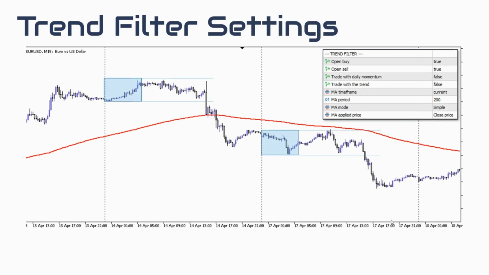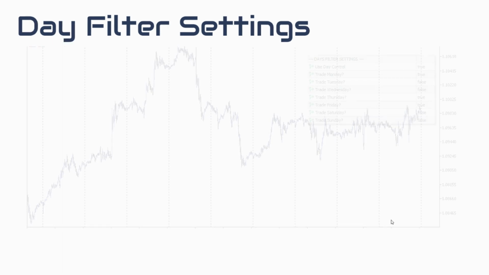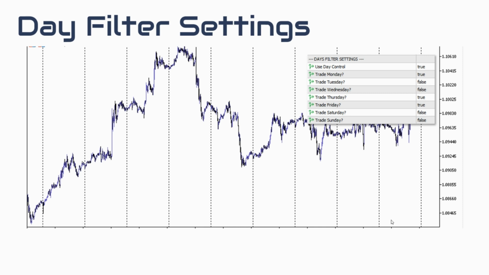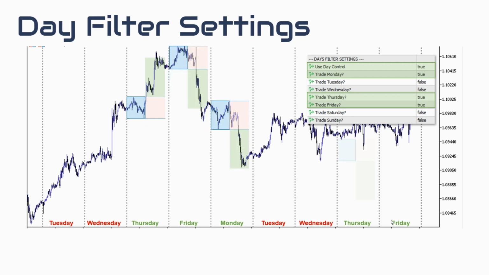You can also enable a moving average trend filter, specifying its time frame, period, applied method, and price. Only buy trades are taken when the price is above the moving average, and if the price is below the moving average, only sell trades are taken. Day filter will allow you to disable trading during specific days of the week. This will enable you to plan your week and disable trading on days of high-impact upcoming news.